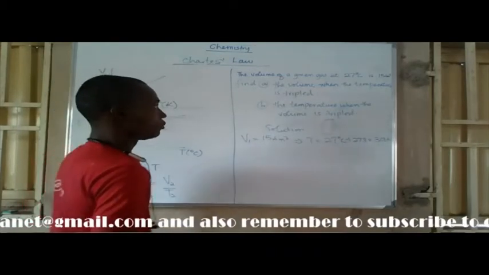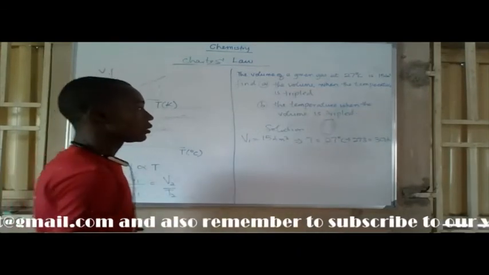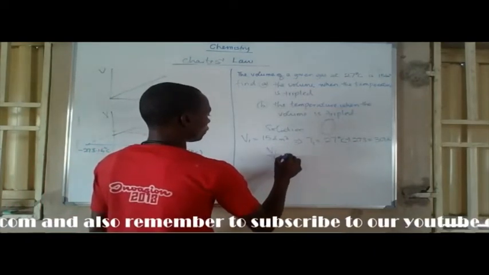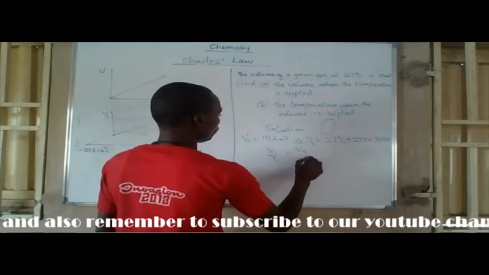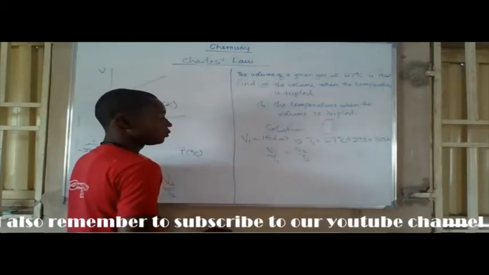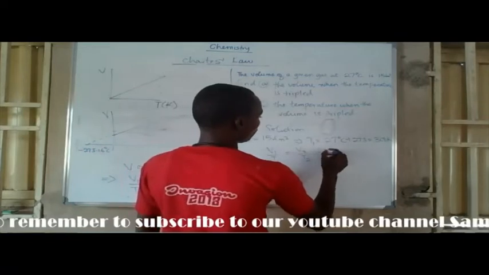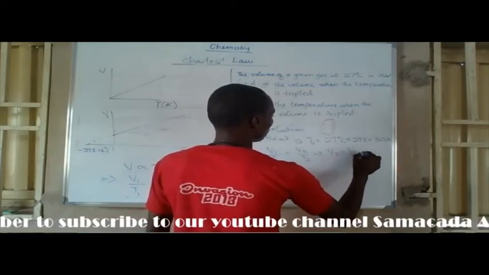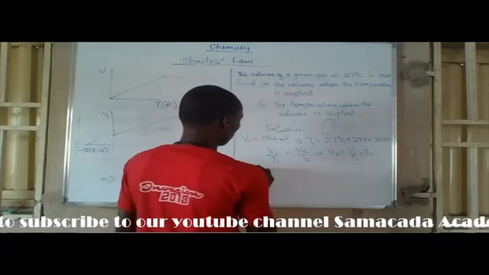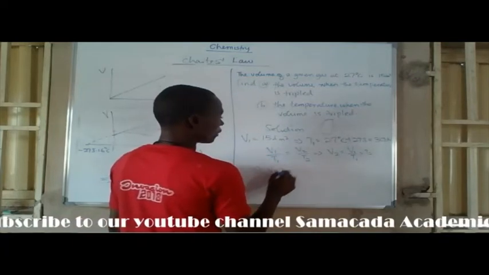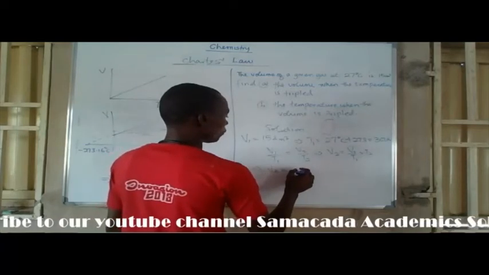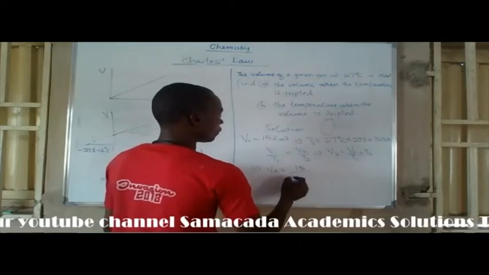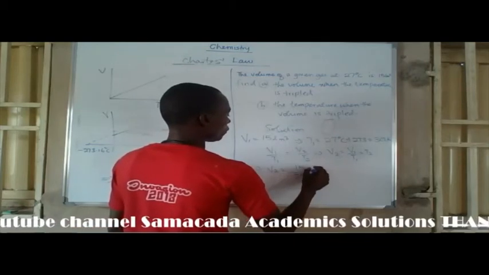We're to find the volume when the temperature is tripled, so to speak. So V1 over T1 equals V2 over T2. So we have to find the volume when the temperature is tripled. That means we have to find V2. V2 is just going to be V1 over T1 times T2. So that implies that V2 essentially will be 15 all over T1, which is 300, times T2.